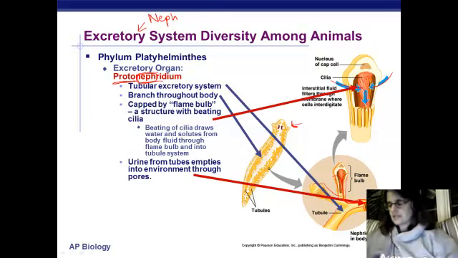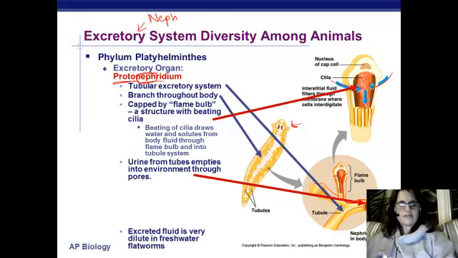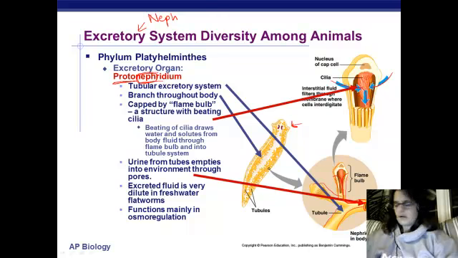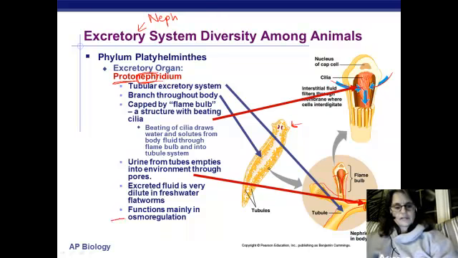So it empties all this excess water into the environment through their pores. And that fluid is extremely dilute. There is some urine-type waste, but it is largely just excess water that the planarian is taking in all the time. So this is an important little concept to remember. These guys are mostly concerned with osmoregulation, water regulation, getting all this extra water out of their bodies.